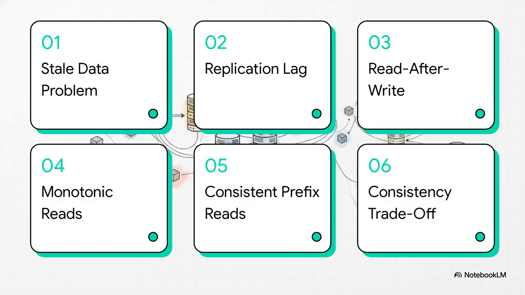So, to diagnose this, here is our roadmap. We're going to cover the stale data problem, understanding replication lag, read-after-write consistency, monotonic reads, consistent prefix reads, and finally, the consistency trade-off. Let's get into it.